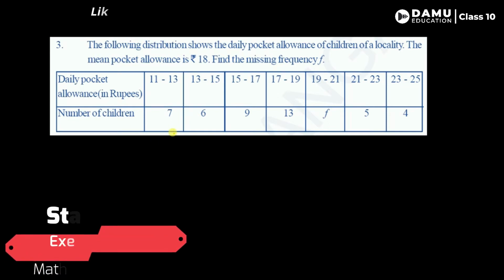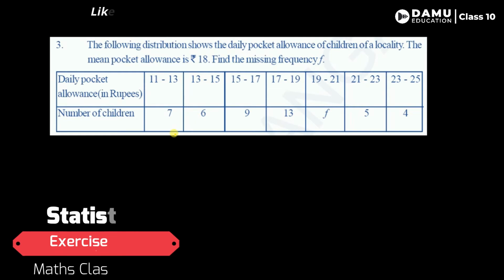So in this module, we are going to discuss our third one. The following distribution shows the daily pocket allowance of children of a locality. The mean pocket allowance is 18 rupees. Find the missing frequency F.